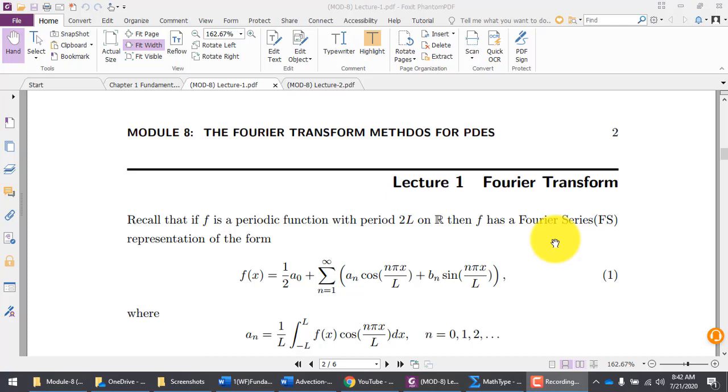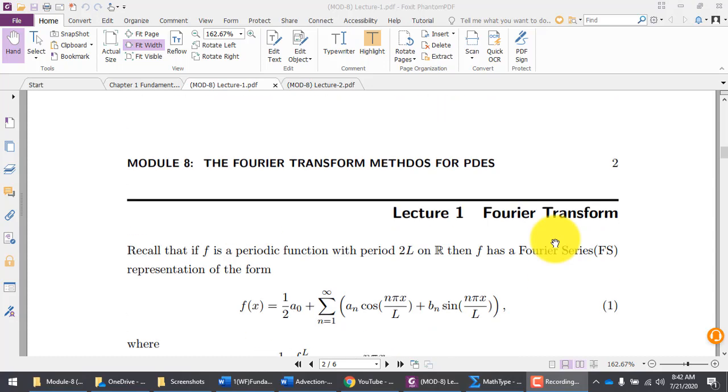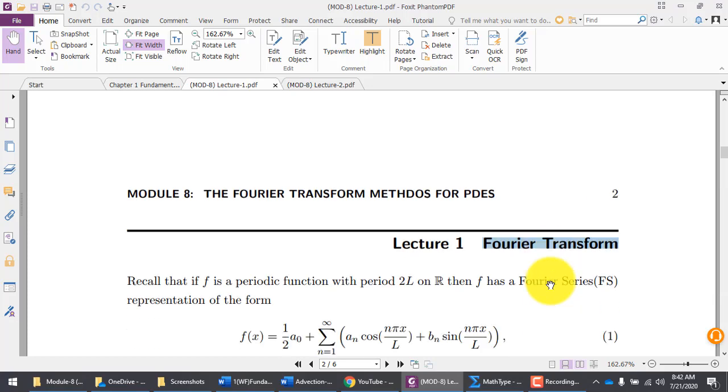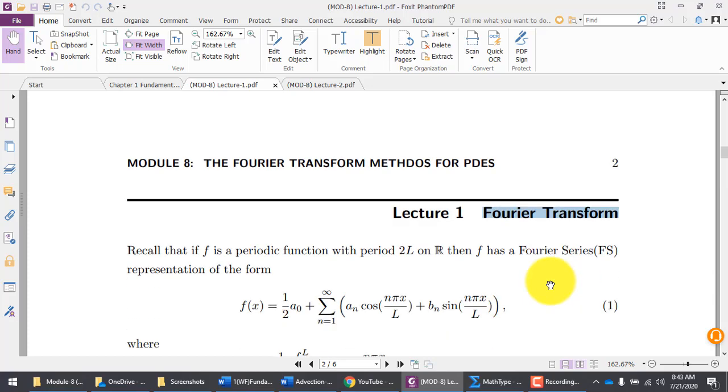So today the topic is regarding Fourier transform techniques for solving partial differential equations. Initially we will define the Fourier transform in that lecture, and after that I will tell you what is the definition of Fourier sine transform and Fourier cosine transform.